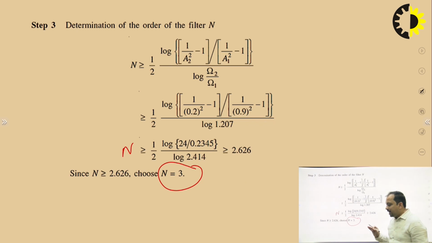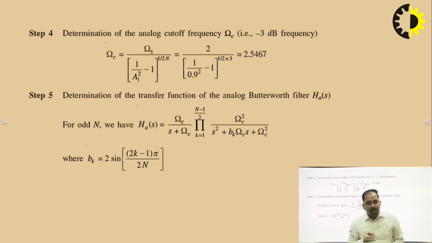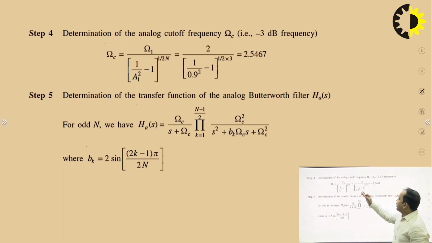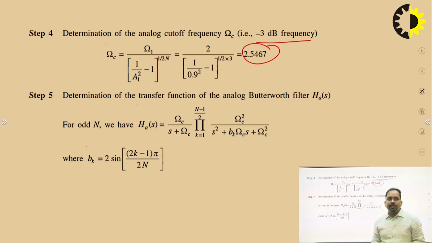Once it is decided that the filter order is odd, we'll be able to choose the proper transfer function. Before that, we are interested in finding the cutoff frequency also with the help of the BLT technique. The cutoff frequency, also called the minus 3 dB frequency, because at this particular frequency the gain reduces by 3 dB. We get a value of 2.546.